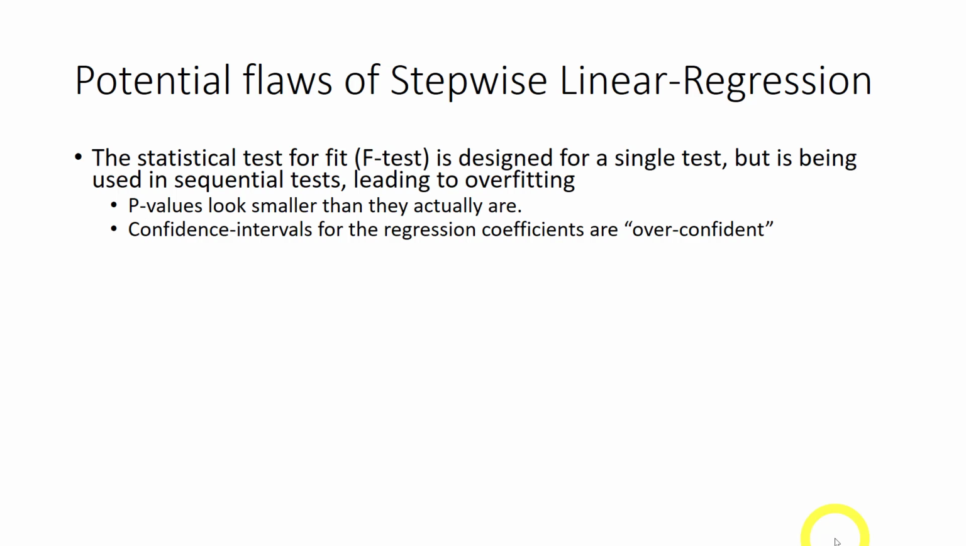And the confidence intervals for the regression coefficients tend to be smaller than they actually should be. So the confidence intervals are overly confident. And that leads to overfitting. In other words, it leads to a model that fits well, explains well the calibration data, but might not be the best model to make predictions out of sample.